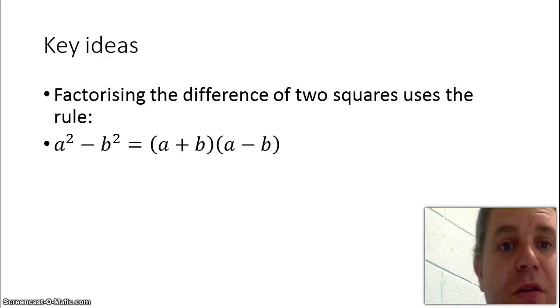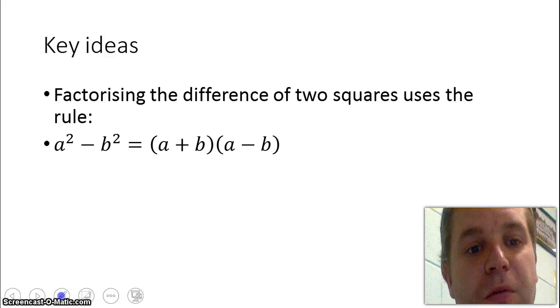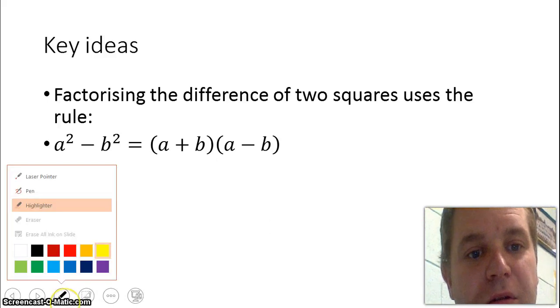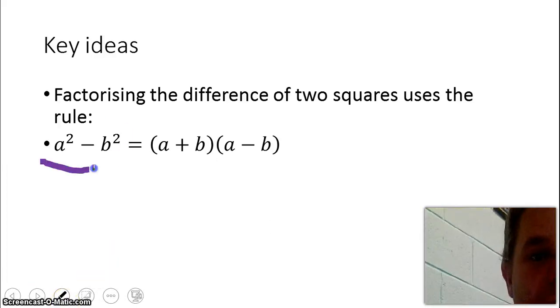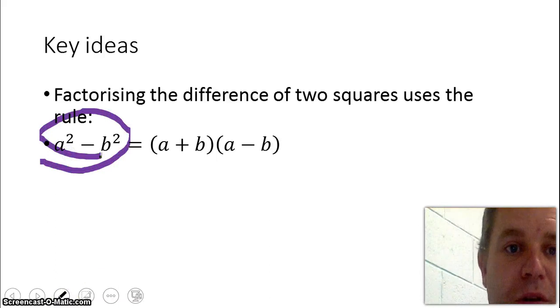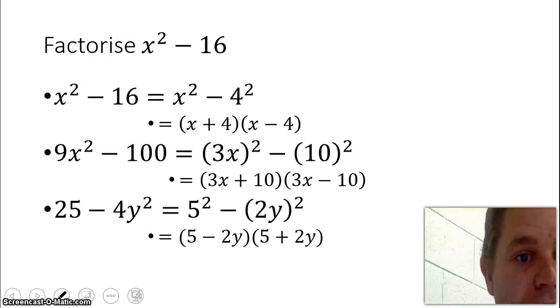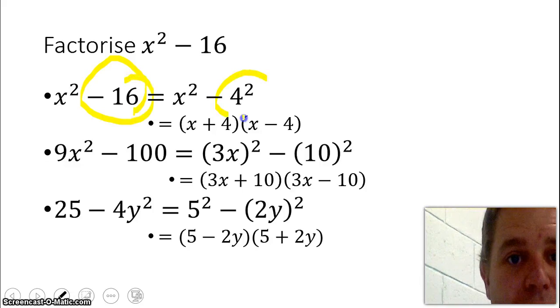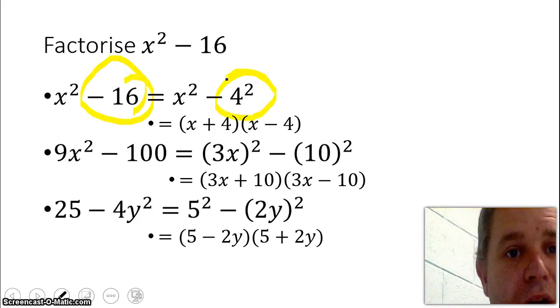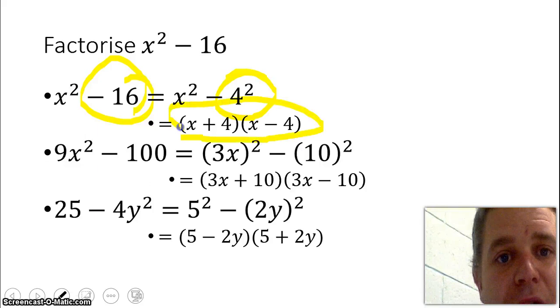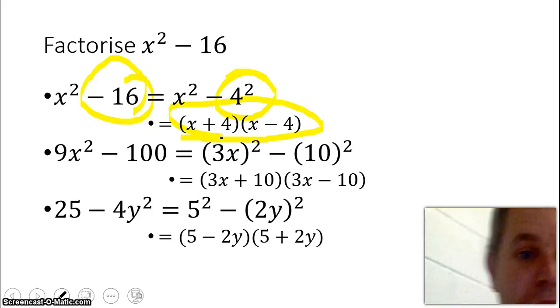So, when factorising difference of two squares, what we need to look at is we're looking for a squared and b squared, a squared minus b squared. And we can simplify that down just by finding the square root of each of those terms. So, here's a couple we've done already. We've identified that 16 is 4 squared, and x squared is just x squared. We've pulled that out and made it into our difference of two squares.